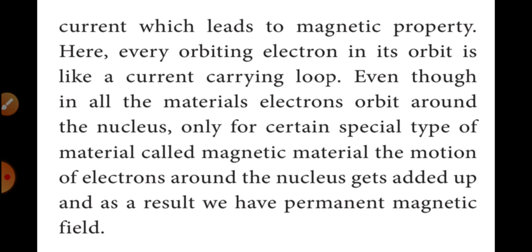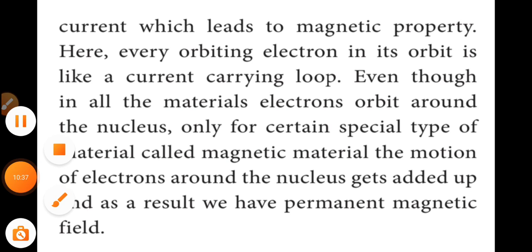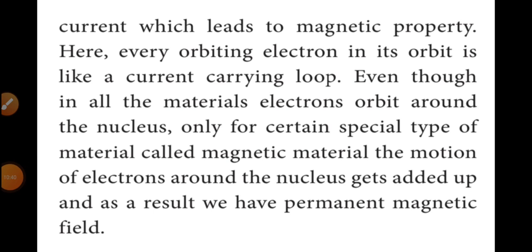Here every orbiting electron in its orbit is like a current carrying loop. Even though in all materials electrons orbit around the nucleus, only for a certain special type of material called magnetic material does the motion of electrons around the nucleus get added up, and as a result we have a permanent magnetic field. Here the electrons moving around the nucleus, that is the motion of electrons, produce a field, and so the magnetic property is formed.